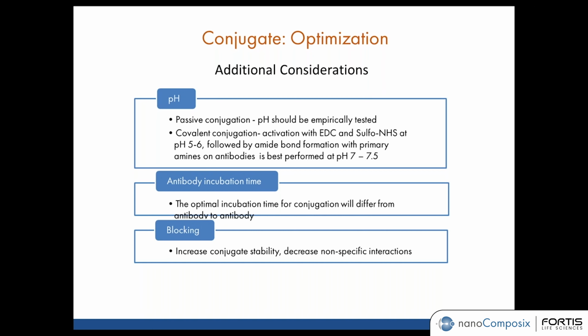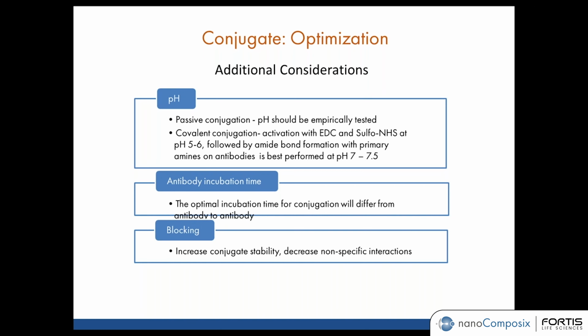For passive conjugation, the isoelectric point of each antibody is different, so the pH of the colloidal solution should be tested empirically to determine which pH works best for each antibody. For covalent conjugation, the activation of carboxyl nanoparticles with EDC and sulfo-NHS is best carried out between pH 5 and 6. Our carboxyl bioready nanoparticle solutions will self-adjust to this optimal pH upon the addition of reagents following our protocols.